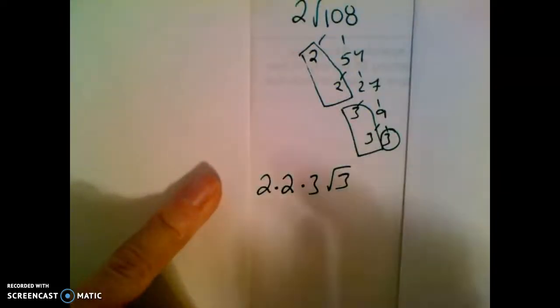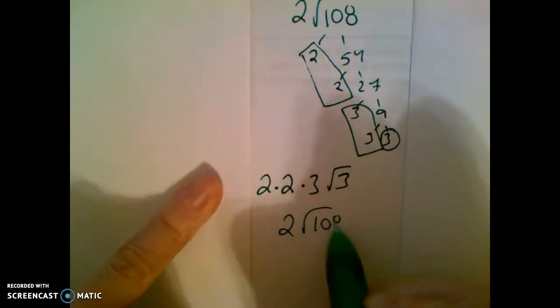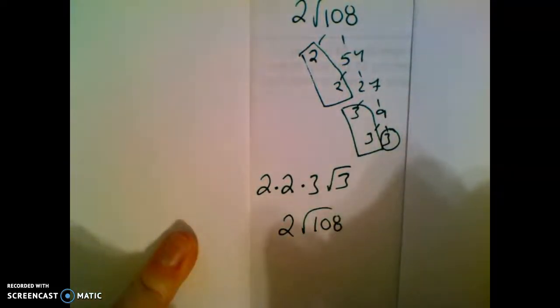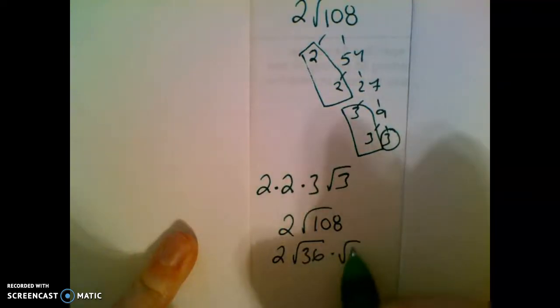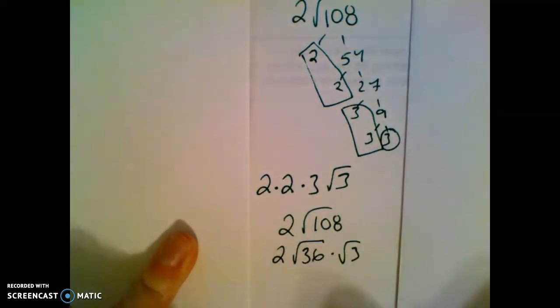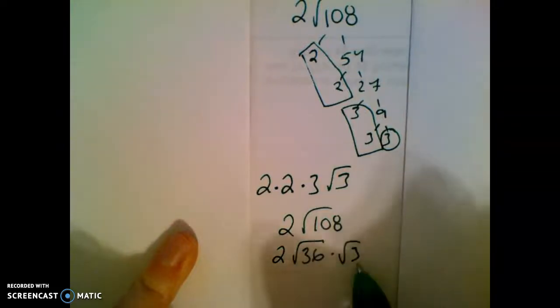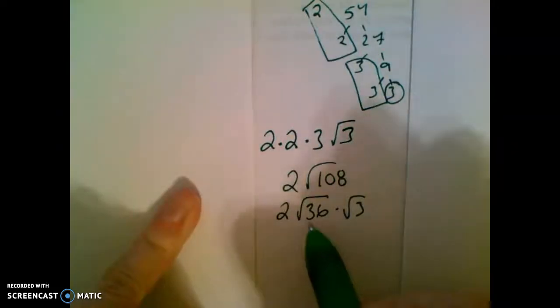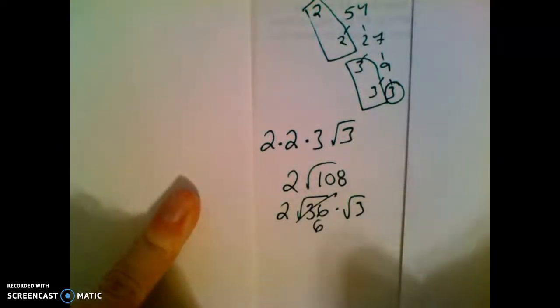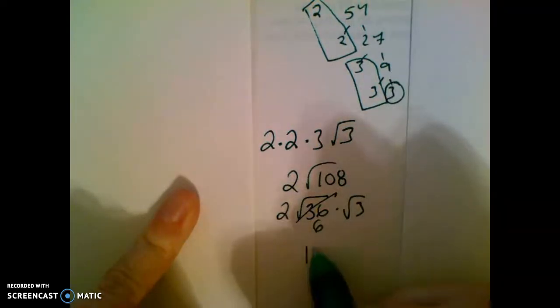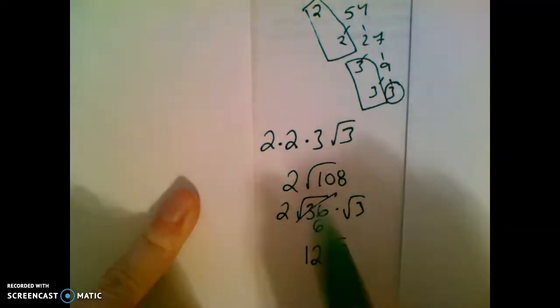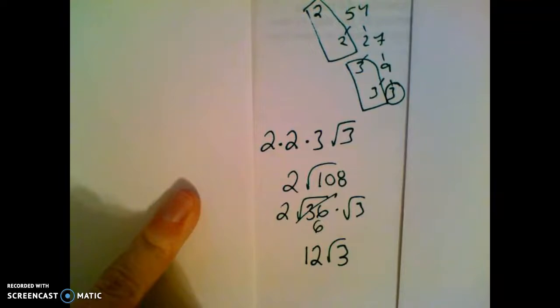Okay, doing it the other way, 2 root 108. If you break down your perfect squares, if you go down the list and try 4, 9, 16, 25, 36, etc., then you end up with 36. Root 108 is root 36 times root 3. I just broke 108 down to one perfect square and just one number. And then, of course, square root of 36 is 6. So 2 times 6 is 12, root 3. So same answer either way. Do it how you want to.